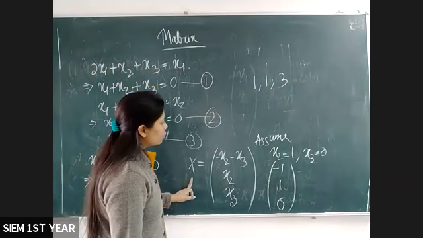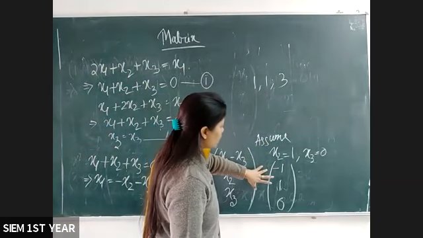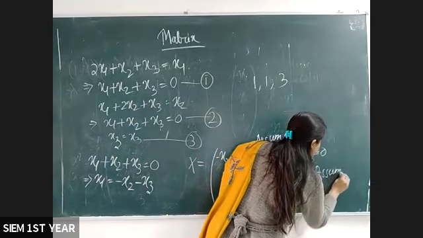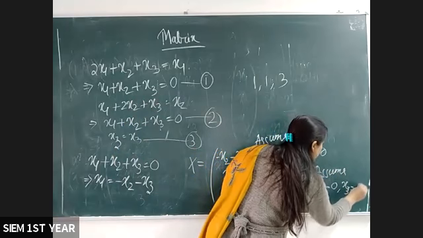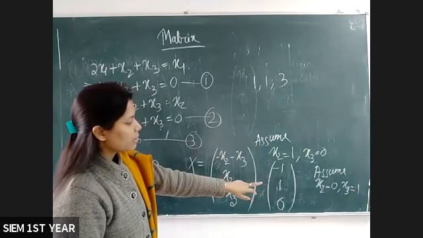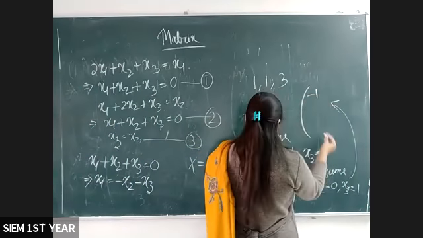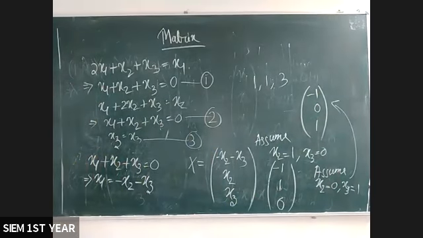Since there are two values, we have to find two eigenvectors. So what is this eigenvector? For another, just assume another value. Assume x2 is equal to 0, x3 is equal to 1, then you will get minus 1, 0, 1. I think this will be the answer. Minus 1, 0, 1. x3 is 1, x2 is 0, and x1 is minus 1.